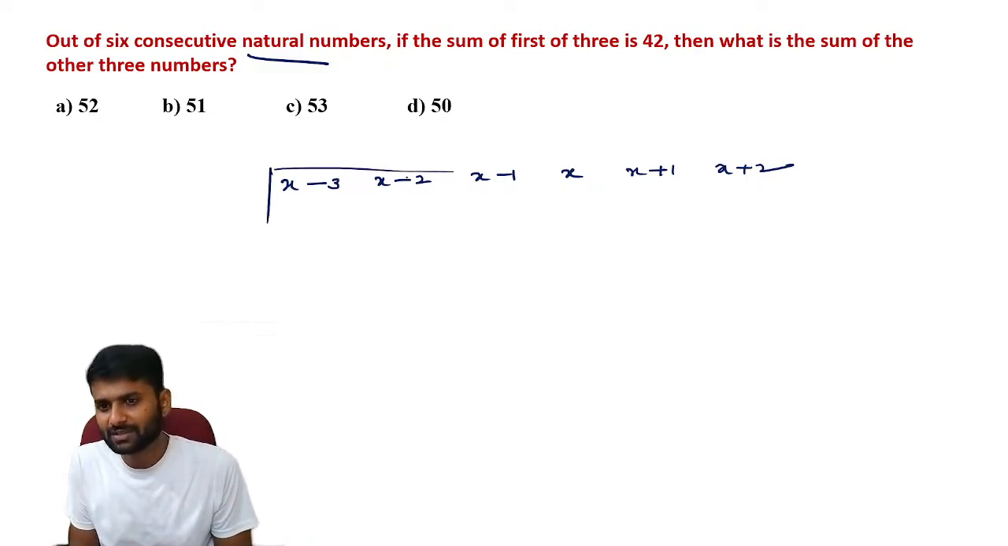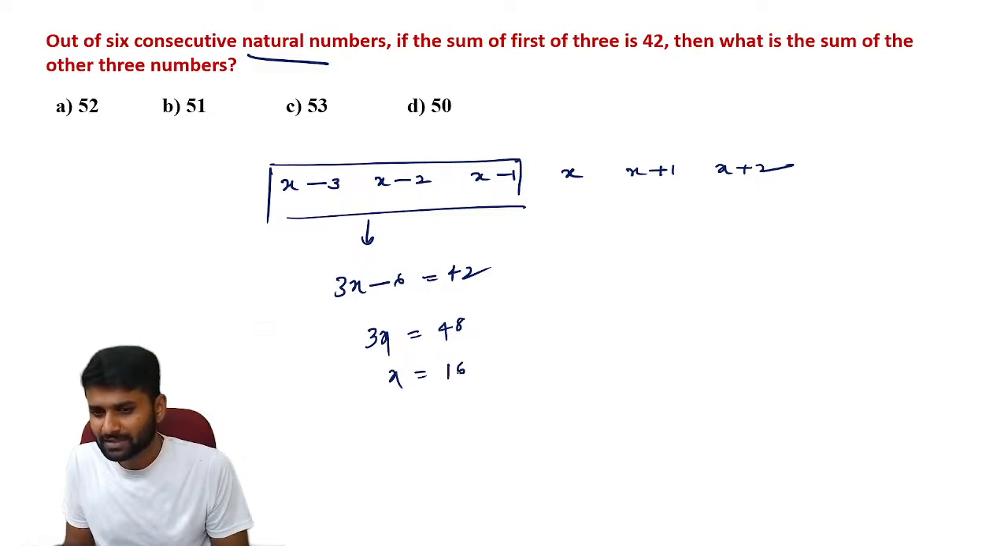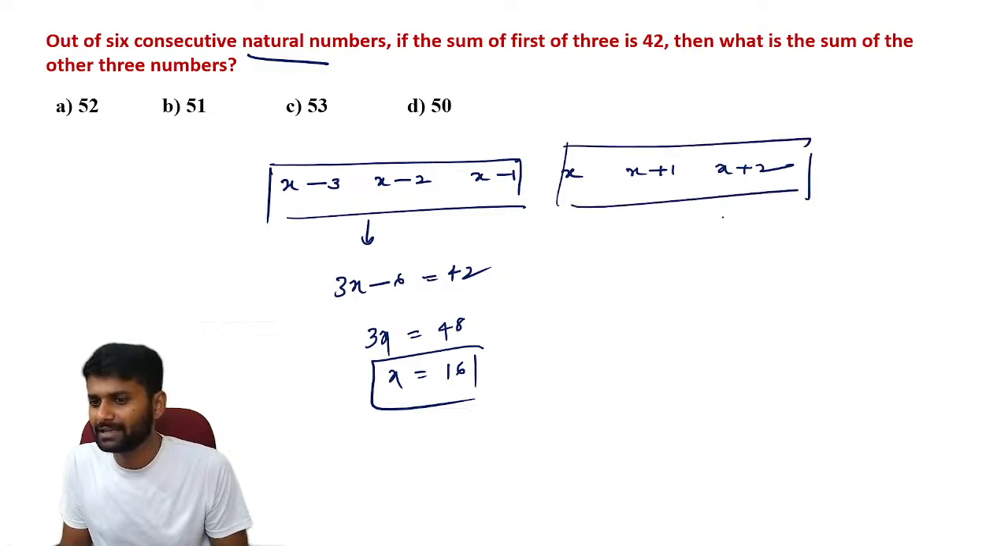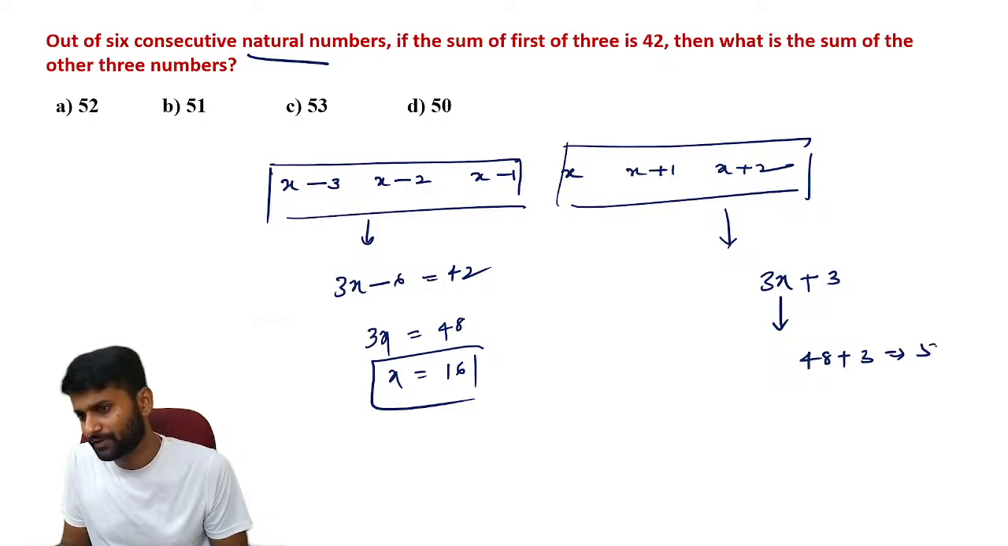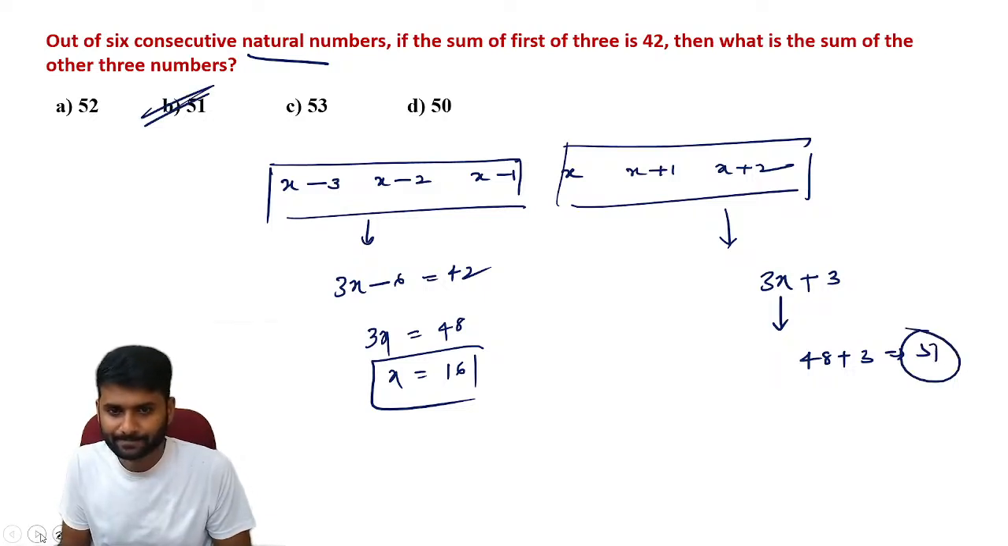Now they clearly mention that the sum of the first 3 numbers is exactly equal to 3x minus 6, and that value is exactly equal to 42. Then what about the 3x value? 48. Then what about the x value? 16. If you get x equal to 16, what is the sum of the remaining 3 numbers? It's all about 3x plus 3. You know that the 3x value is 48, plus 3 is equal to 51. 51 is the correct answer.